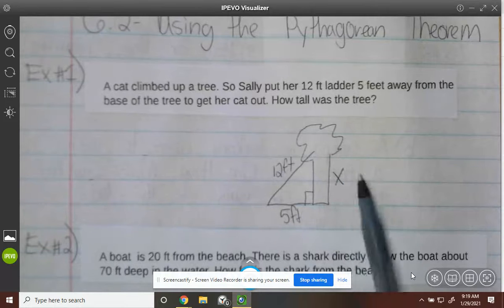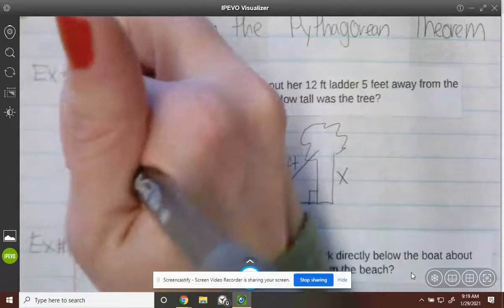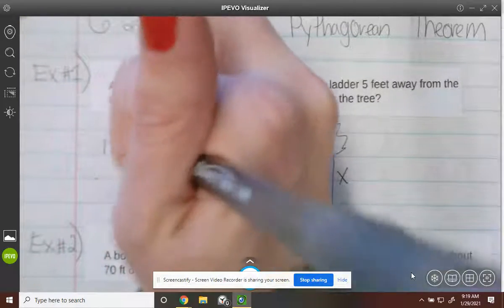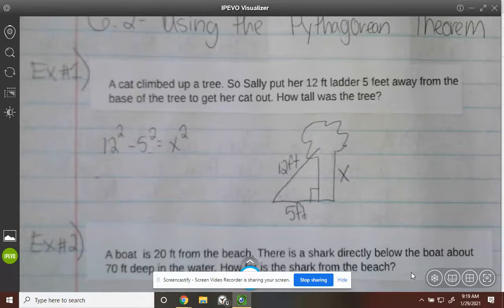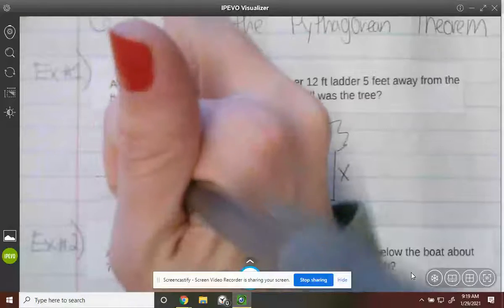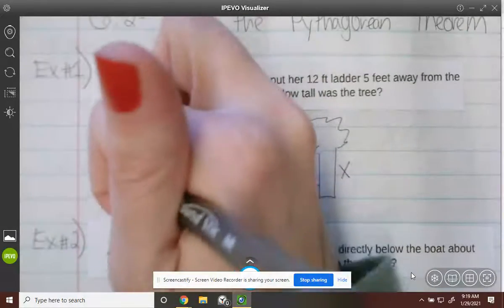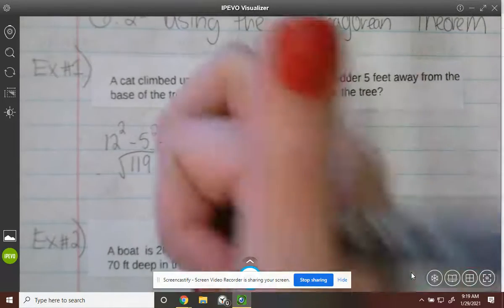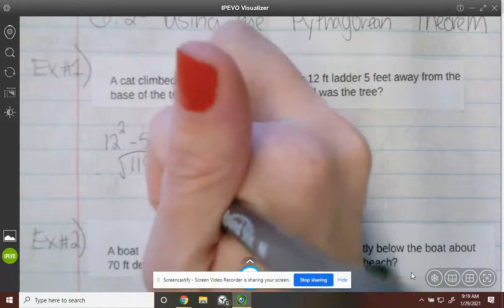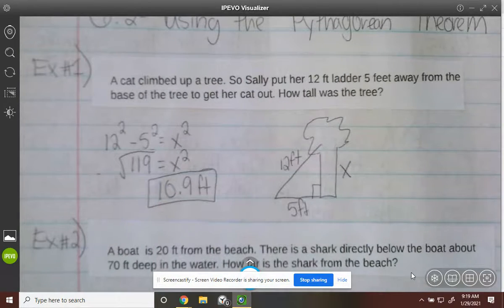We're missing a leg, so I'm going to take these two numbers, I'm going to square them and subtract them, since I'm trying to find the missing leg. Okay, so I go ahead in my calculator, I take 12 squared minus 5 squared, I get 119. And then if you remember, my last step is to square root. So my answer is 10.9 feet. And that's it for that one.